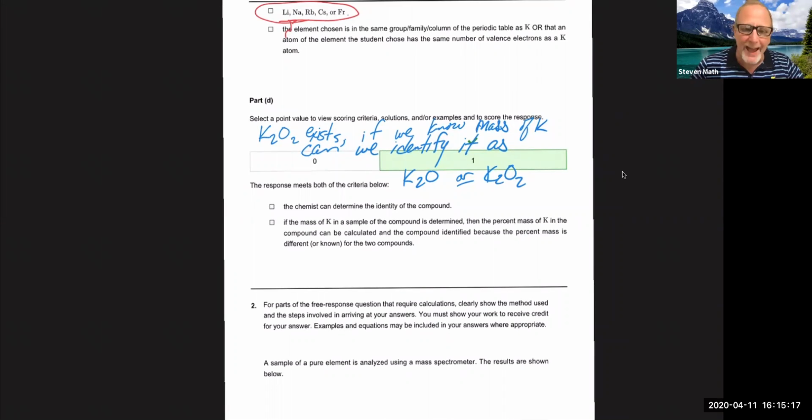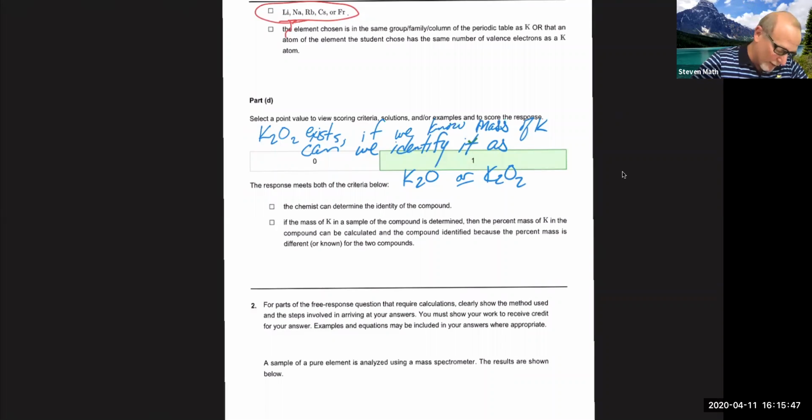If we know the mass of the potassium, could we identify the compound as being either? Would we know that it'd be potassium oxide or potassium peroxide? Sure we could. Remember, this unit is atomic structure. We learned a couple of rules, a couple of laws. We learned the law of definite composition, that for every 2 K masses, there's one oxygen mass.